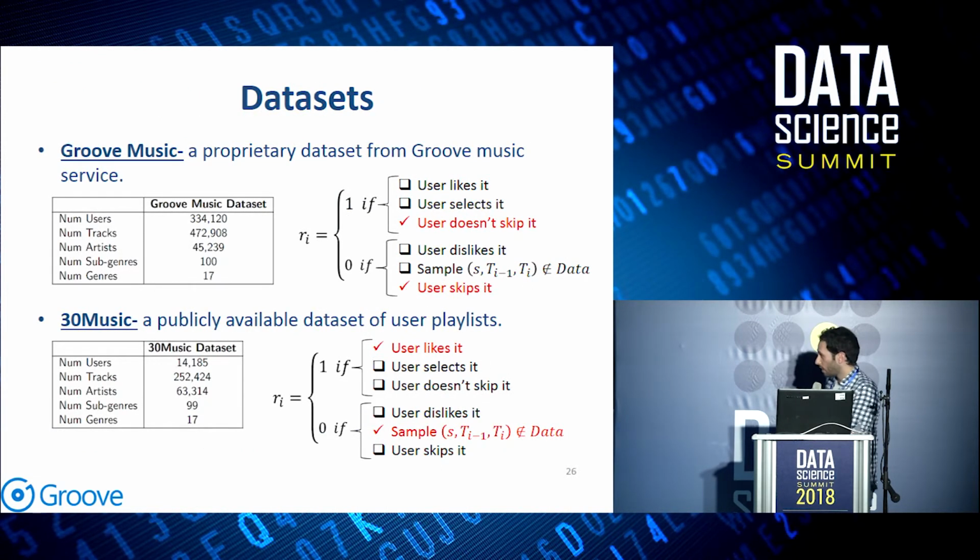So we evaluated this model on two data sets. One is an internal one, and one is a publicly available data set. Both of these data sets have different interpretations of what the rating is. One is implicit, and the other is explicit.